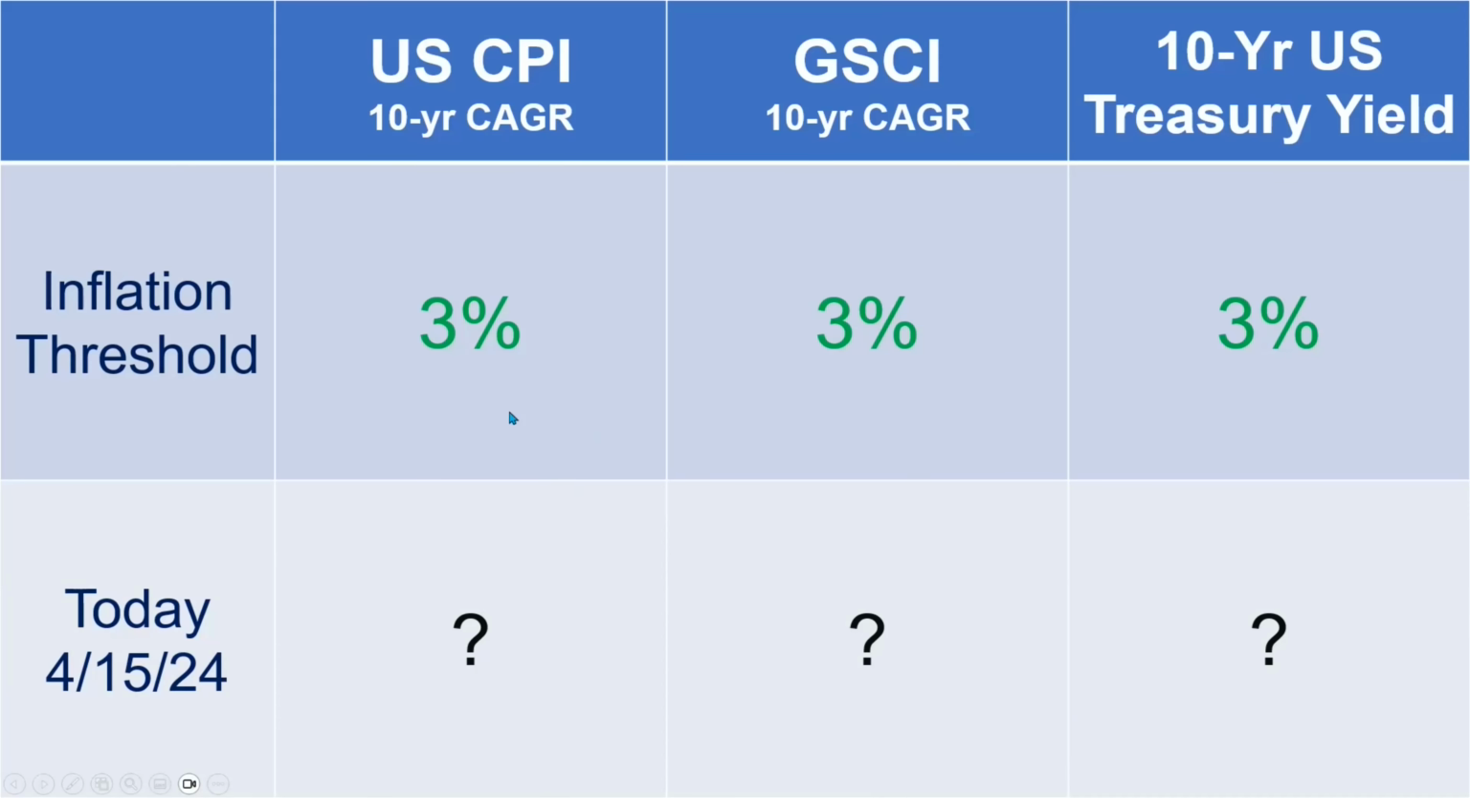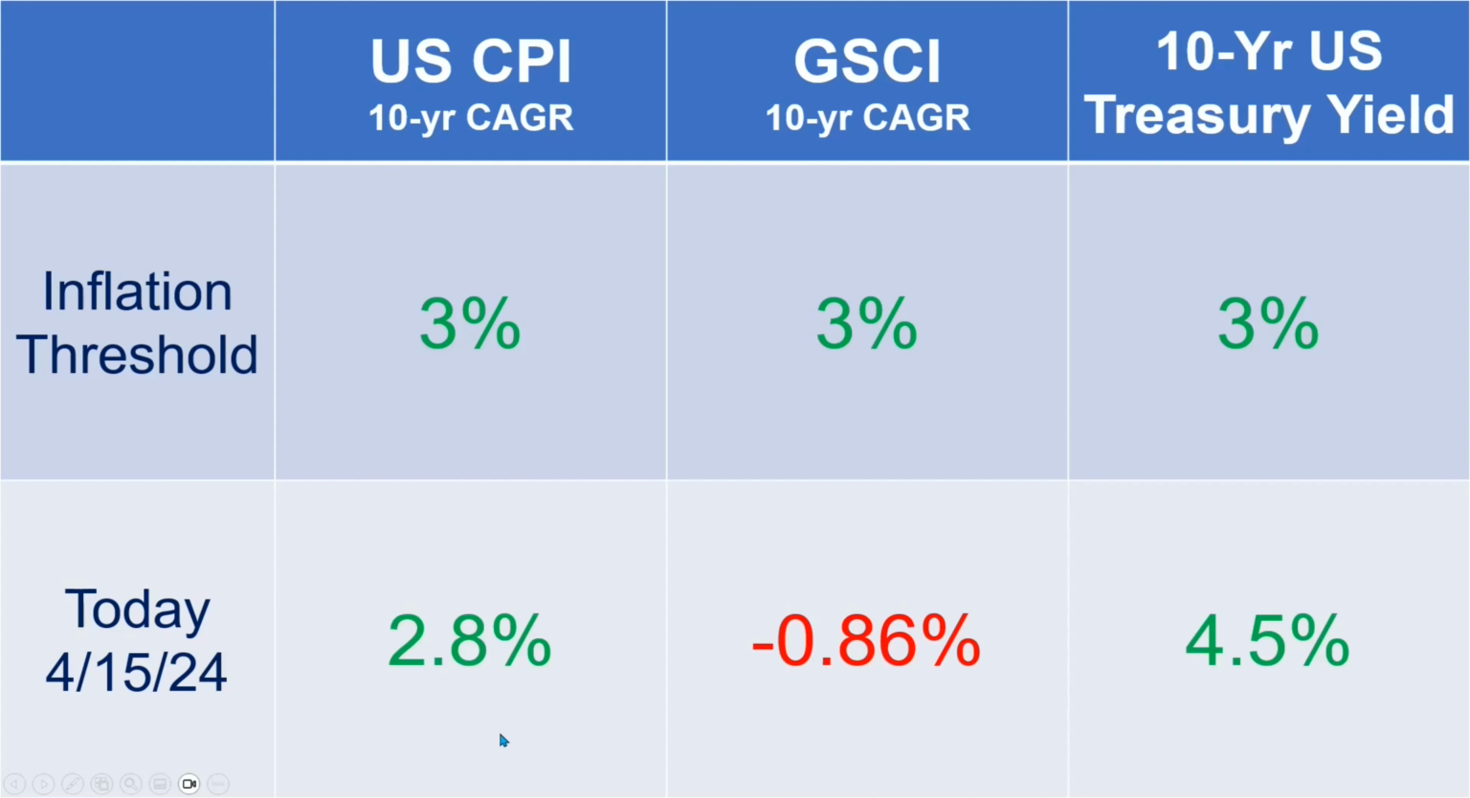So we saw all three: the US CPI 10-year compound annual growth rate, Goldman Sachs Commodity Index 10-year compound annual growth rate, and the 10-year U.S. Treasury yield. So today on April 15, 2024, what is the scorecard? 2.8% for the U.S. CPI. It's getting close to 3%, but it's still not there yet. That's why we use a 10-year window.